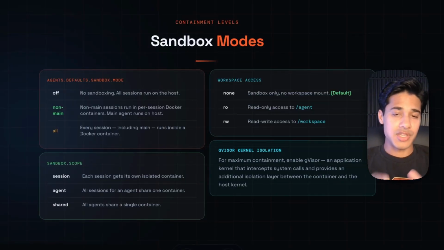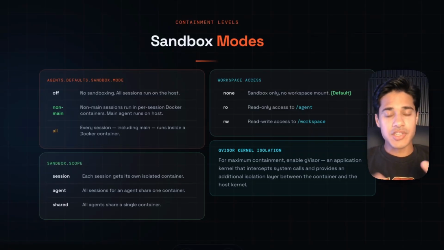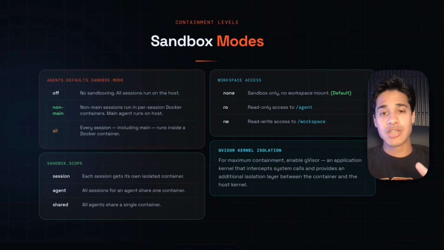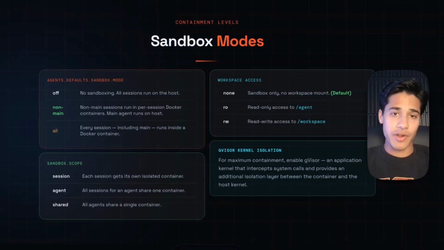The scope setting controls container sharing. Session gives each session its own isolated container, so that's maximum isolation. Agent means all sessions for a given agent share one container. Shared means that all agents share a single container.